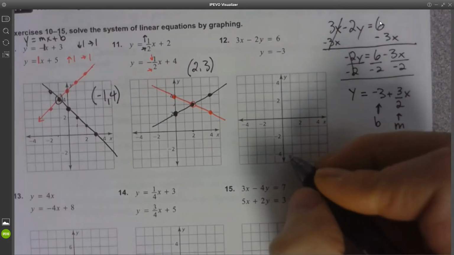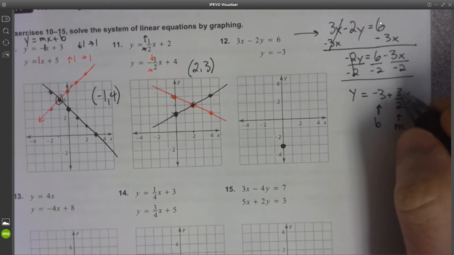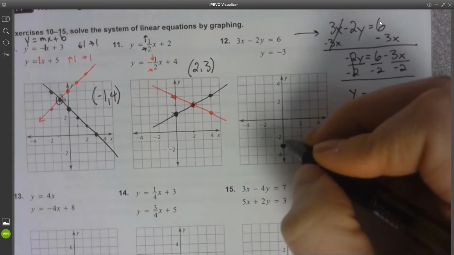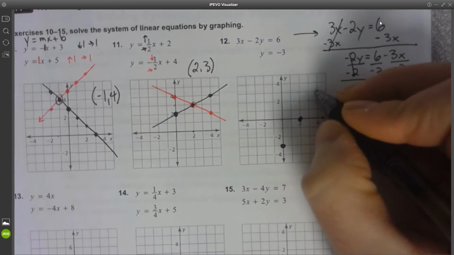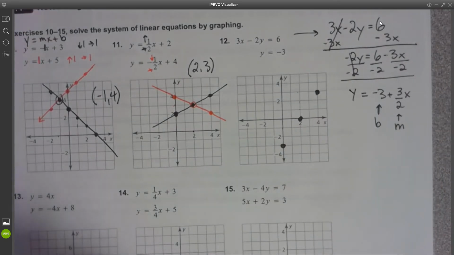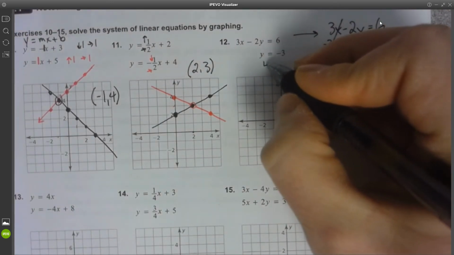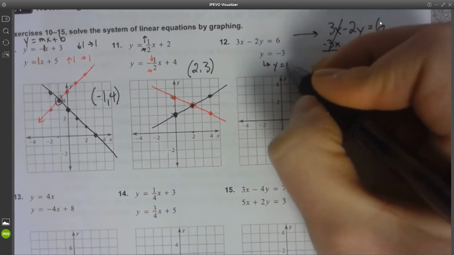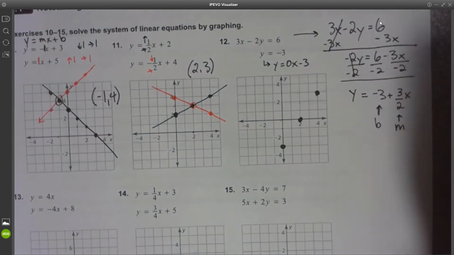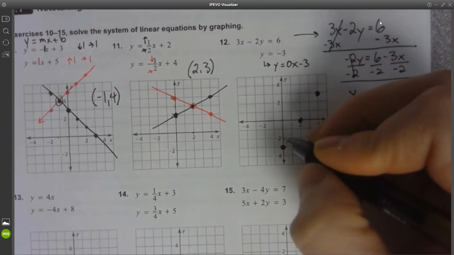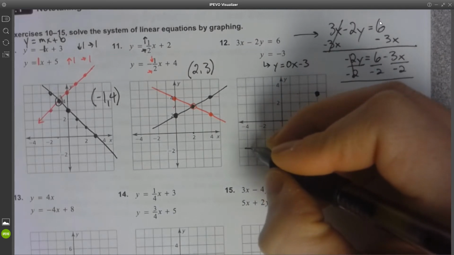So this line would start at negative 3 on the y-axis, and I would move up 3 to run 2. So 1, 2, 3, 1, 2, 1, 2, 3, 1, 2. So there's my first line. My second line is y equals negative 3. So I would like to look at this as 0x minus 3 because there is no x term there. So I can see my y-intercept is negative 3, and it has a 0 slope. So that is a flat line.